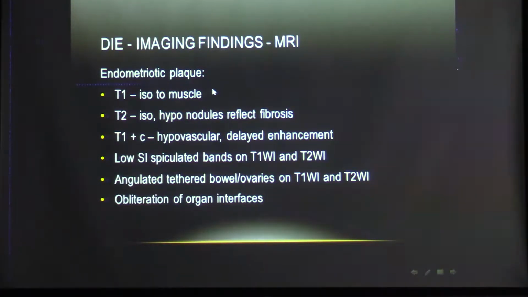What we'll see on MRI is that the plaque will be iso-intense to muscle on T1, iso-intense also on T2, and it can have hypo-intense nodules that reflect fibrosis. After contrast enhancement, it will be hypovascular and have delayed enhancement. We have low signal spiculated bands on T1 and T2. We can see angulated, tethered bowel and ovaries on both T1 and T2, and obliteration of organ interfaces.